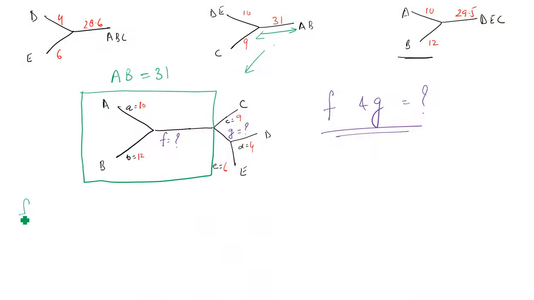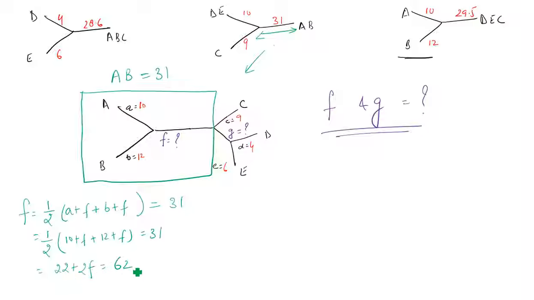So how to calculate the F value? It is 1 by 2, A plus F, plus B plus F, B plus F and A plus F. This total value is 31. So from here we can easily calculate the value. A is 10, F is not given, B is 12, again F is not given, total is 31. So if we multiply this by 2, it will become 22 plus 2F equals 62.